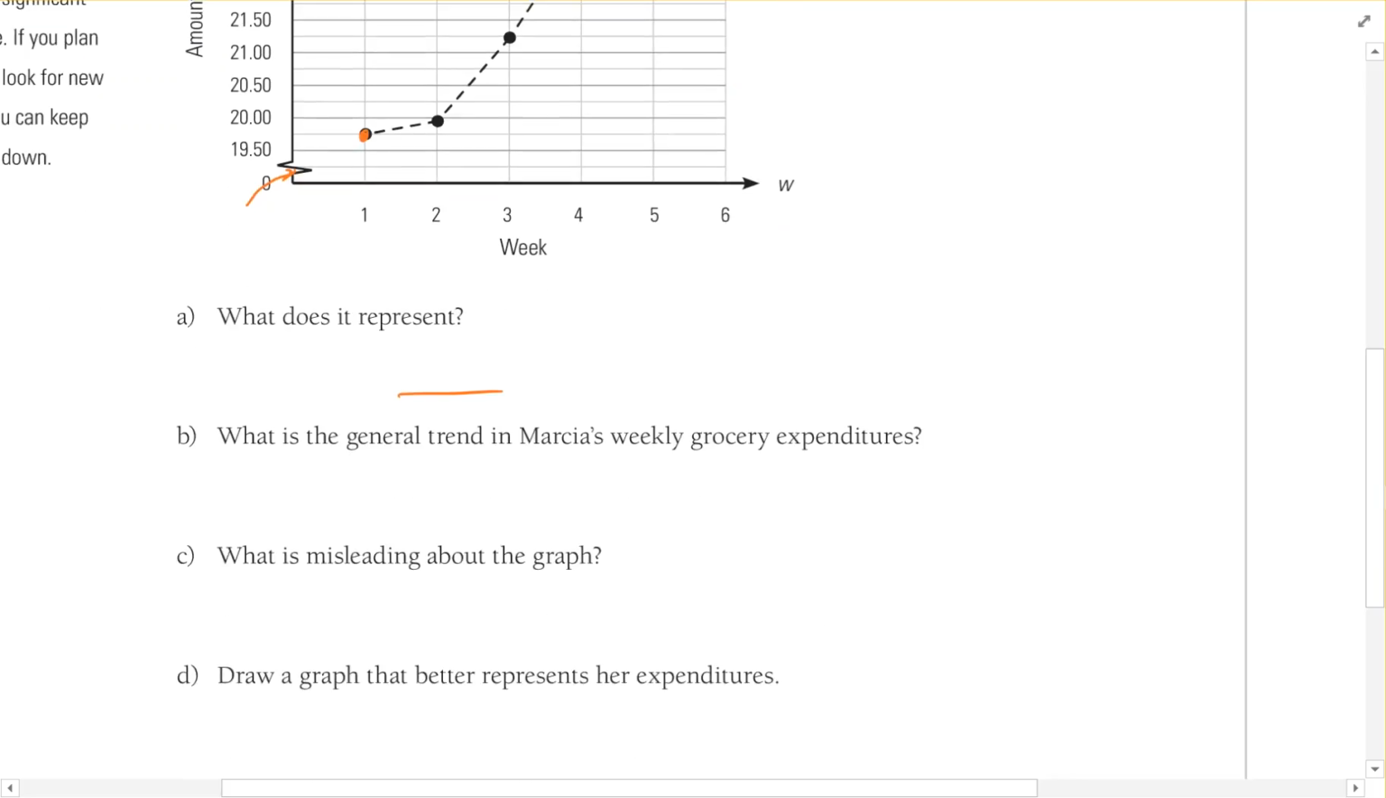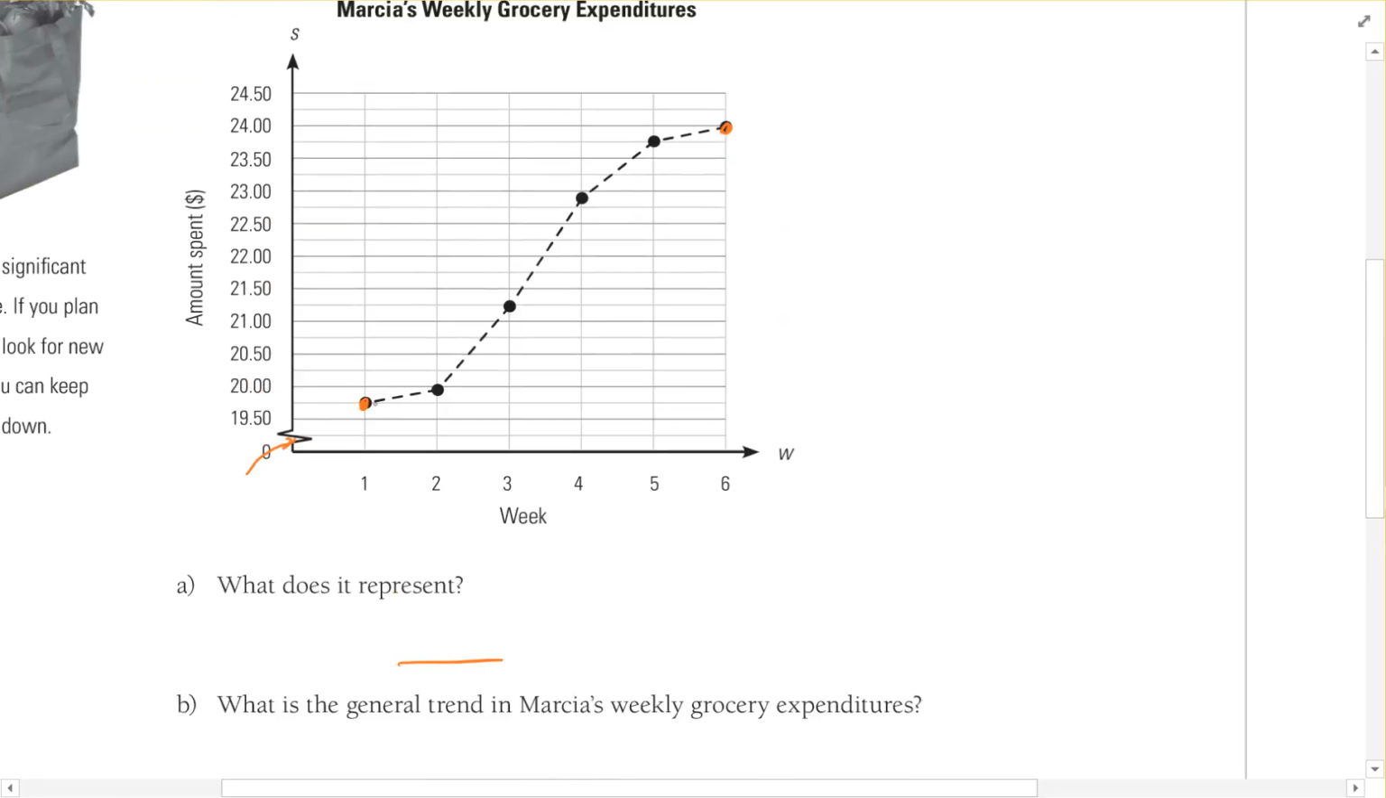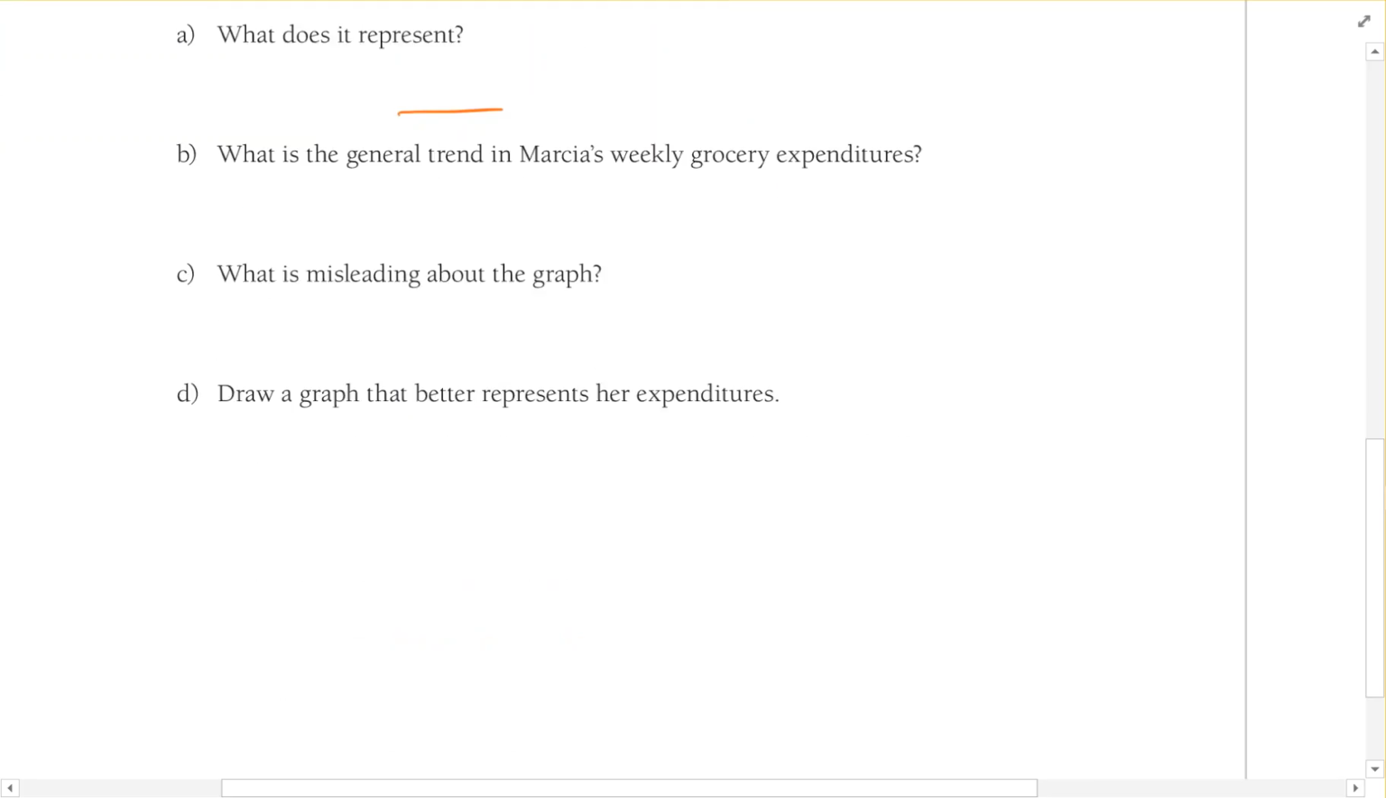What is misleading about the graph? So pretty much what we were saying before, it looks like it's just a huge amount, right? It goes all the way from 1975 to all the way up to there, right? But if you drew that on a graph that started at zero, you can see that the difference between $24 and 1975 is only $4. It's not huge. It looks like she started off by spending almost nothing to spending a huge amount. So that's how it's misleading, right?